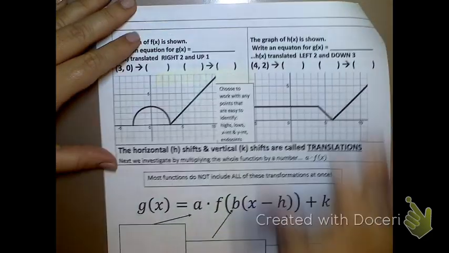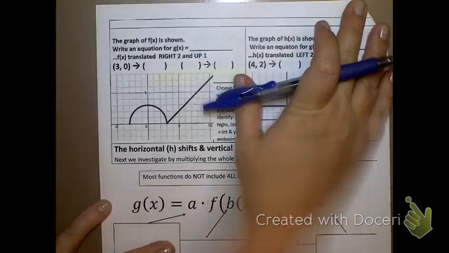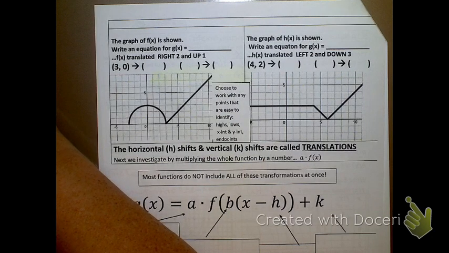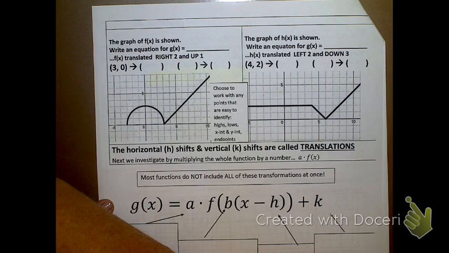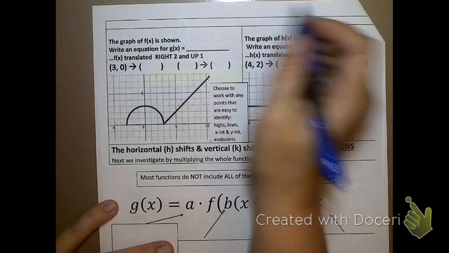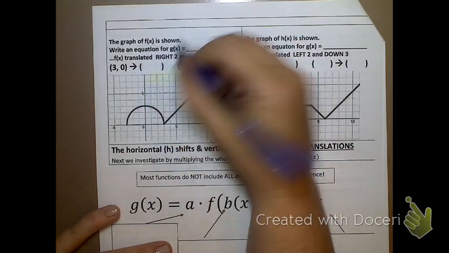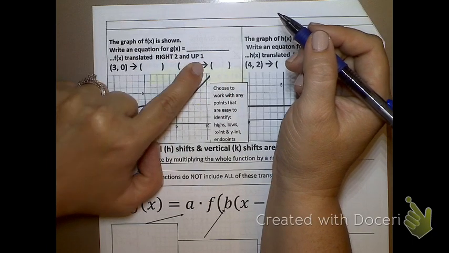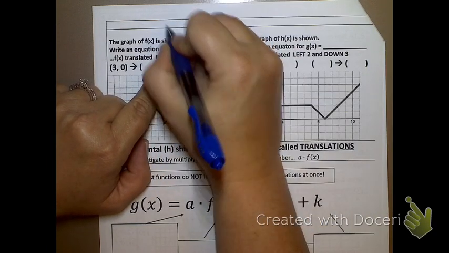Okay. Now we're going to combine it. We're going to do both a vertical and a horizontal movement at the same time. Okay? Now that doesn't mean you translate it once and graph it, and then you translate it again and graph it. You want to do both movements in the same breath, if you will. So, we need to write an equation for g of x if we are translating to the right 2 and up 1. Well, the right 2 means I have what as an h value?